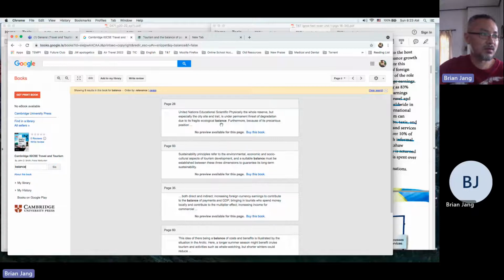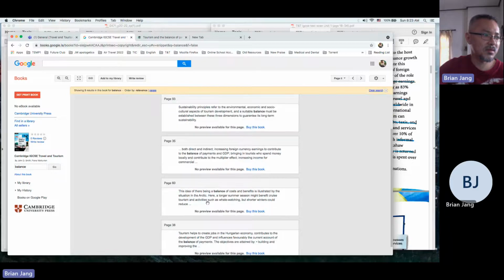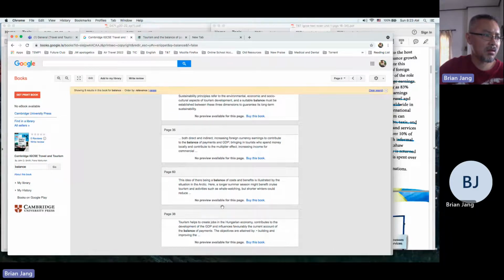Before you even go, you want to see which one is balance of payments. Here, page 35, balance of payments. And then again, there's page 38, balance of payments. I went to both of these pages and they don't really talk about much of what balance of payments is.